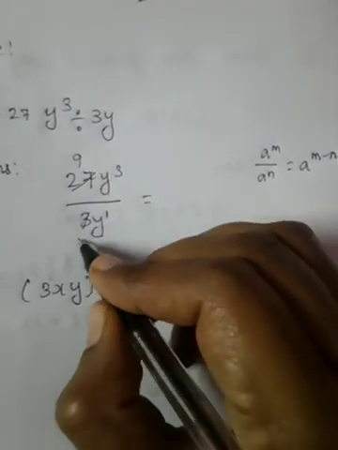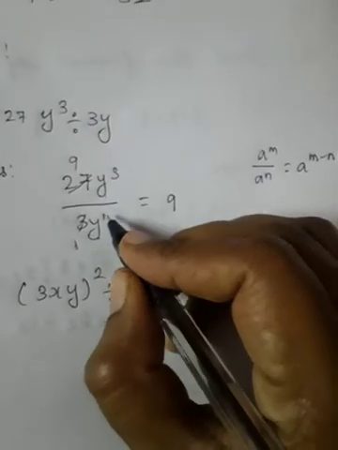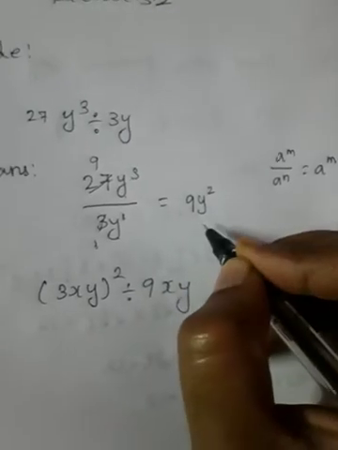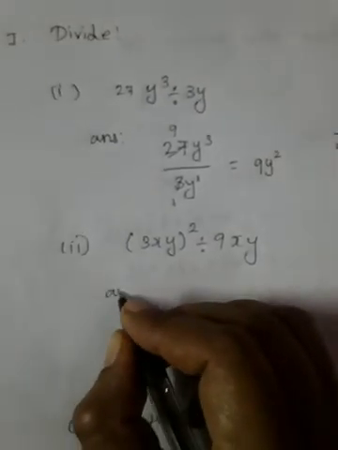So 9 divided by 1 can be written as 9. Then y power 3 minus 1 is equal to y power 2, that is y square. So the answer is 9y square. Very simple. Yes. Let's see the second sum.